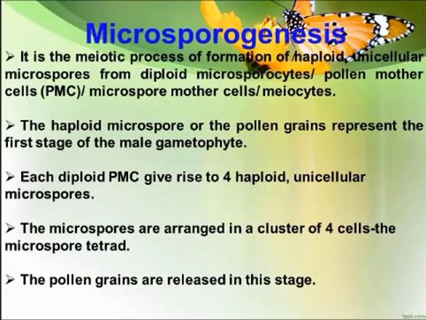Now, after discussing the microsporangium in detail, let's move on to the sequential structures and events that ultimately direct the development of the male gametophyte. As I have mentioned earlier, the microspores or the pollen grains represent the first stage of the male gametophyte.